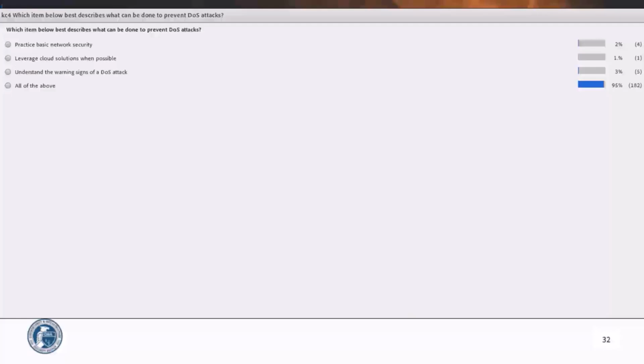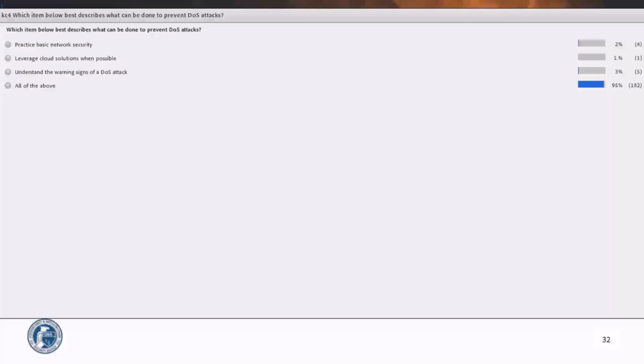So now when possible, we talked about this as well, we want to leverage cloud solutions. The cloud infrastructure is a little less susceptible to DOS and other types of attacks. And then last but not least, understand the warning signs of a DOS attack. And by doing so, this will allow you to respond early and perhaps prevent any major damage that might occur.